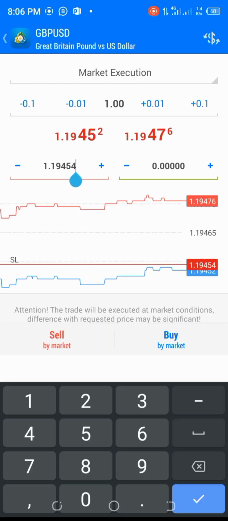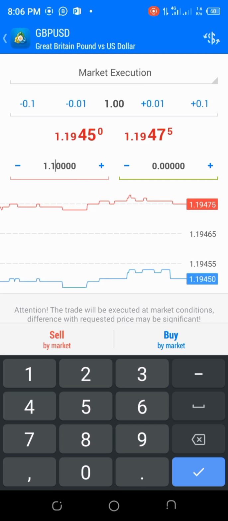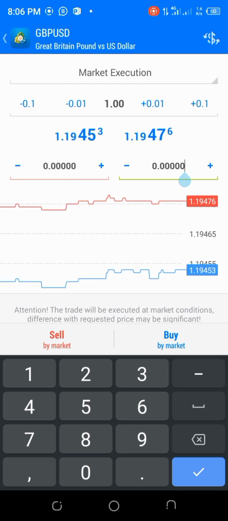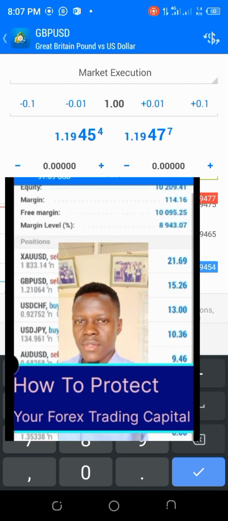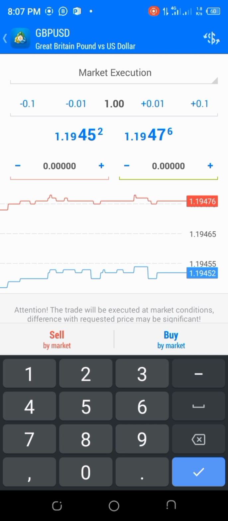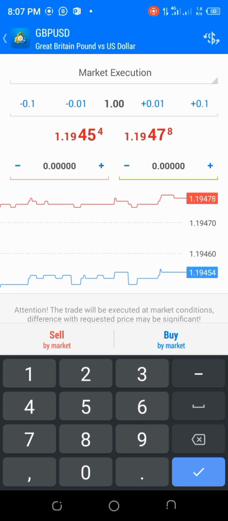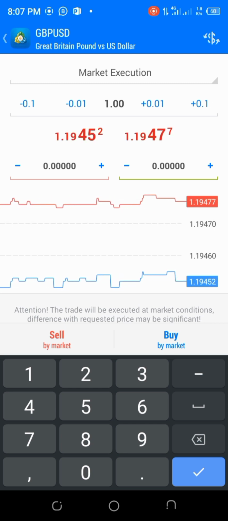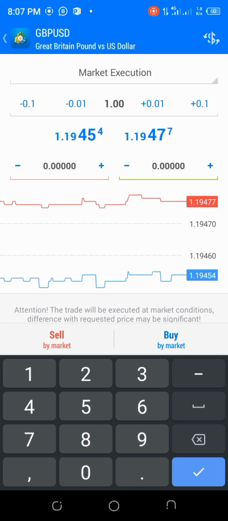I will erase the figures there so that I can reinsert new figures for the stop loss. The same way for this one. Remember, I said stop loss to take profit must be in a ratio of 1:3. So if we are in the case of stop loss, and remember I said for this standard loss size of 1, a pip move equals $10.